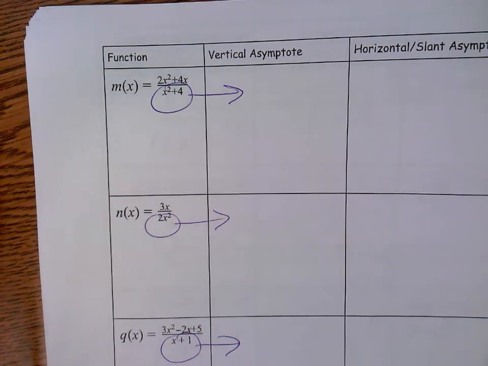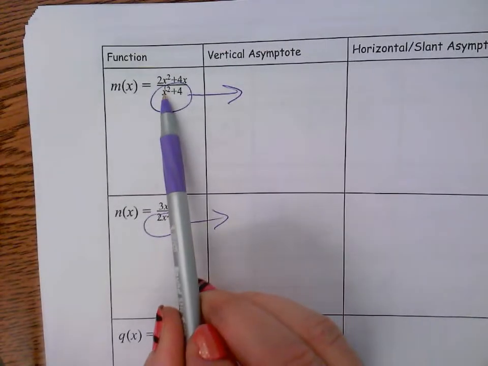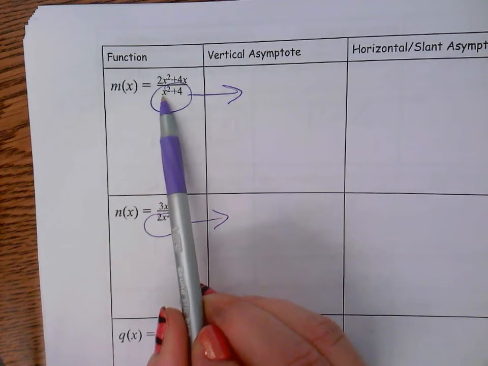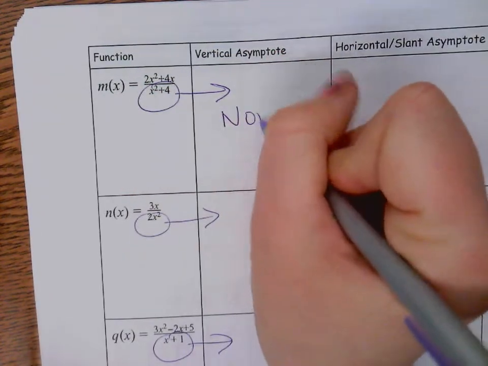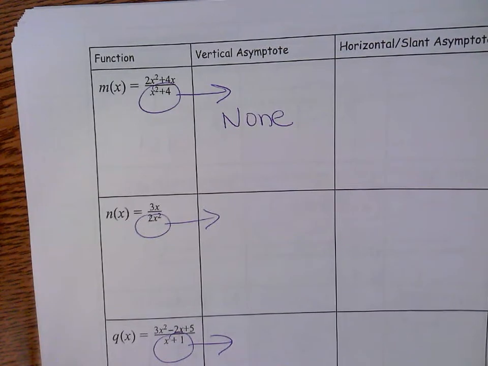Any restrictions? Because it's x squared plus 4, I can never make this x squared a negative 4. So therefore, I will never get 0 in the denominator. So there are none. There's no vertical asymptote on this graph. There just isn't.